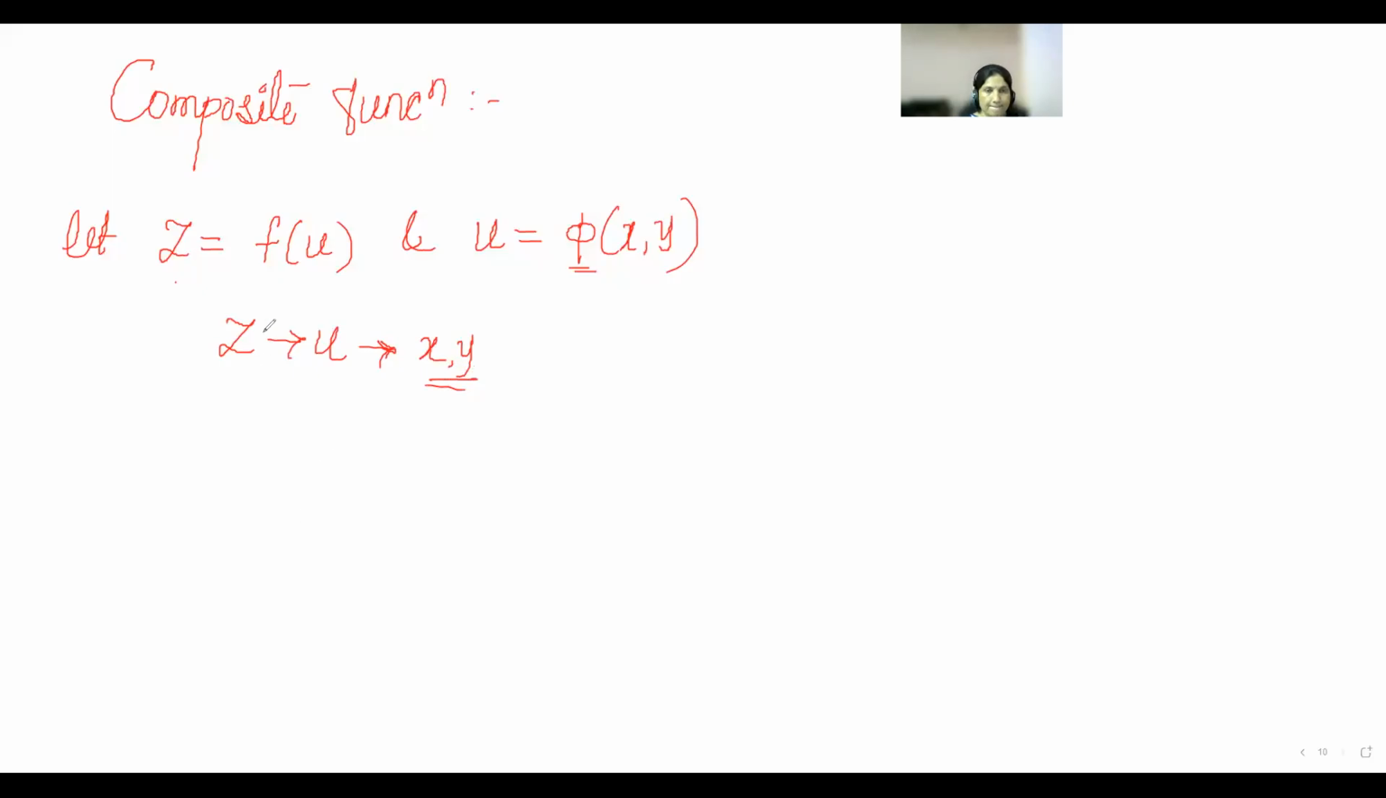Okay, in class I had shown you that z is function in x and y. Suppose x and y are functions in u and v, then we can say that z is function of u and v. That is, z is composite function of u and v. These are the function of function. Okay.